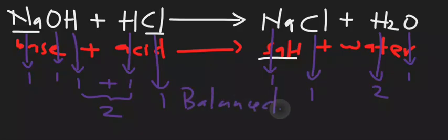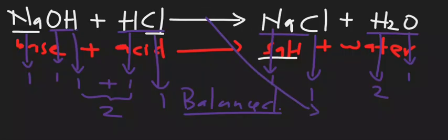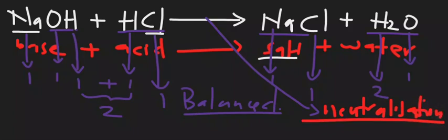So that is how we balance the chemical equation for the reaction between sodium hydroxide and hydrochloric acid. It forms a salt and water. And the reaction, I've said, is called a neutralization reaction. Why do we call it a neutralization reaction? Because it's a reaction that involves a base and an acid, and the reaction normally forms salt and water.